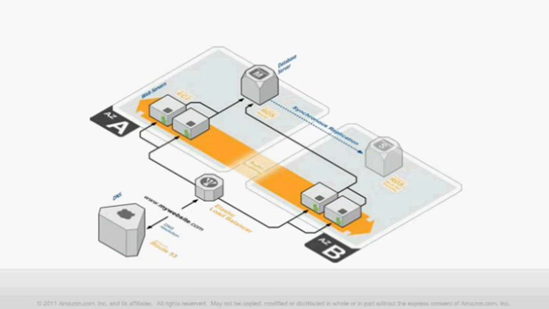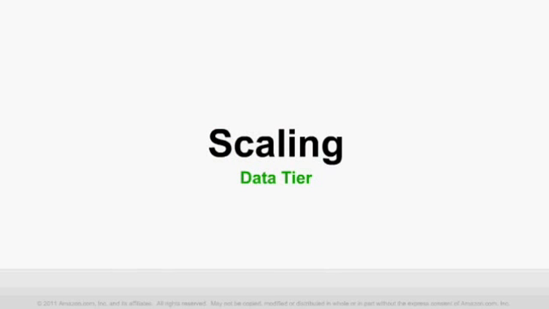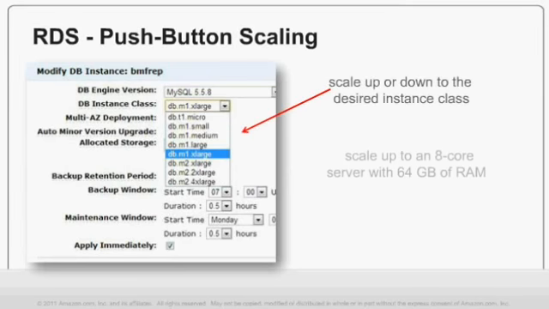Okay, so we're going to talk about scaling at the data tier. We talked a lot about HA at the data tier and being fault tolerant, but let's talk about scaling at the data tier and a few principles you might use to scale at the data tier. First off, RDS has the ability to push button scale. So you have the ability to scale up or scale down an RDS instance by going to the console and changing the size and hitting deploy.